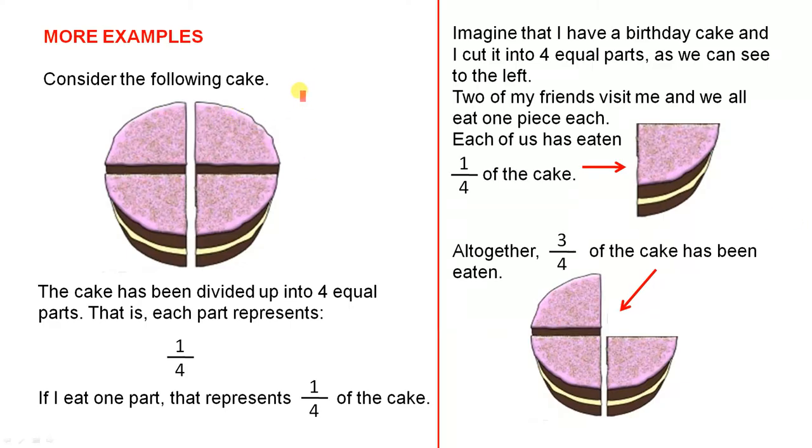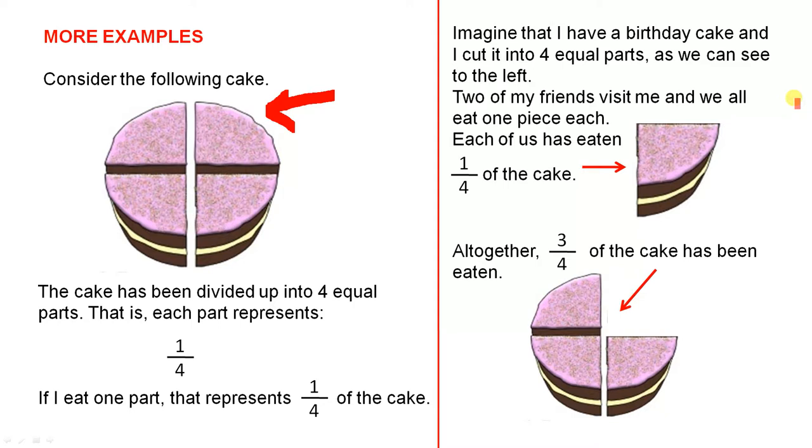More examples. Consider the following cake. The cake has been divided up into 4 equal parts. That is, each part represents 1/4. If I eat one part, that represents 1/4 of the cake. So that section there, just that little part there, that is 1/4 of the whole cake.